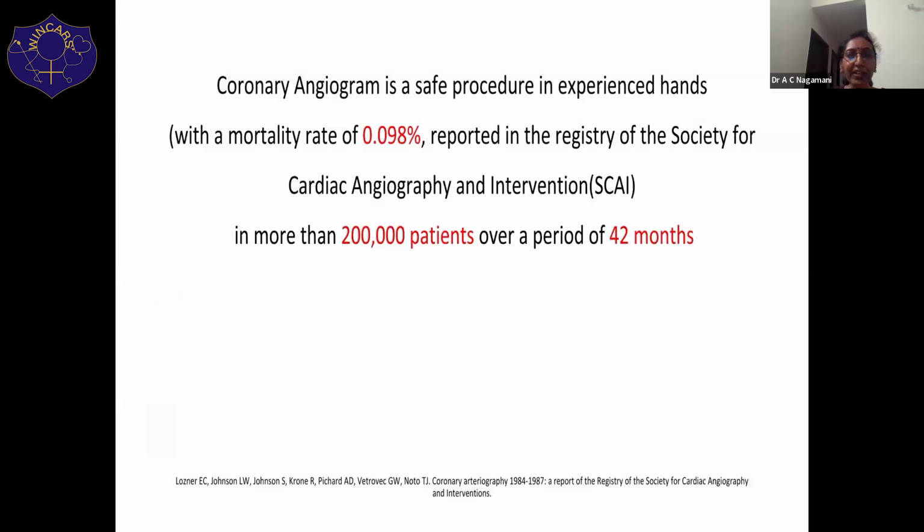As reported in the Registry of the Society for Cardiac Angiography and Interventions in more than 2 lakh patients over a period of 42 months, a mortality of less than 0.1% was reported, and coronary angiogram was labeled as a safe procedure in experienced hands. And we have come a long way from that period.